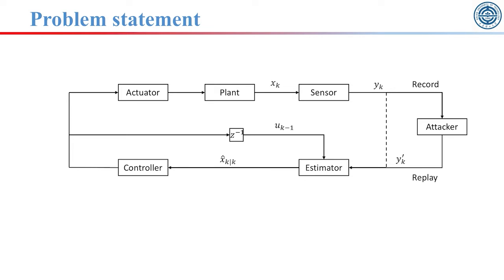When the replay attacker occurs, he first records the history value of the sensor outputs. After storing enough sensor outputs, the attacker chooses an appropriate time to replay these signals. In doing so, he can achieve his goal of damage system control performance.